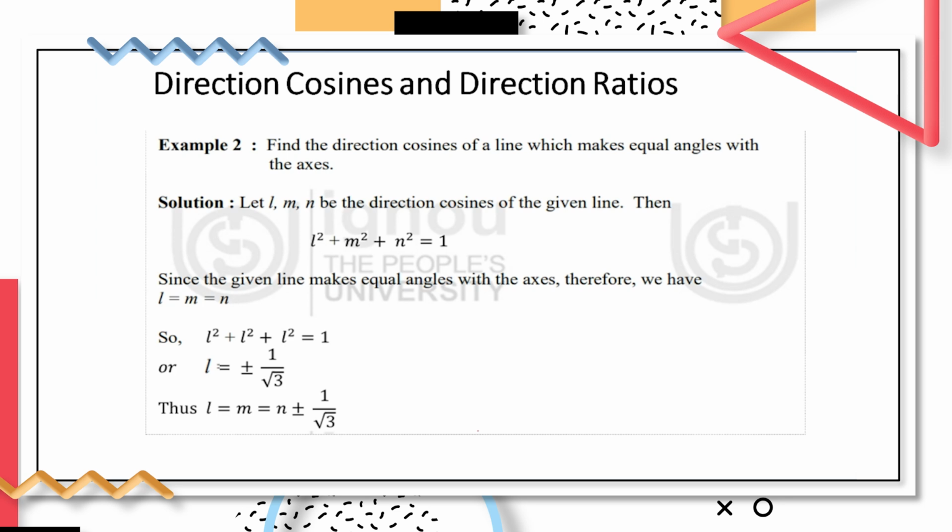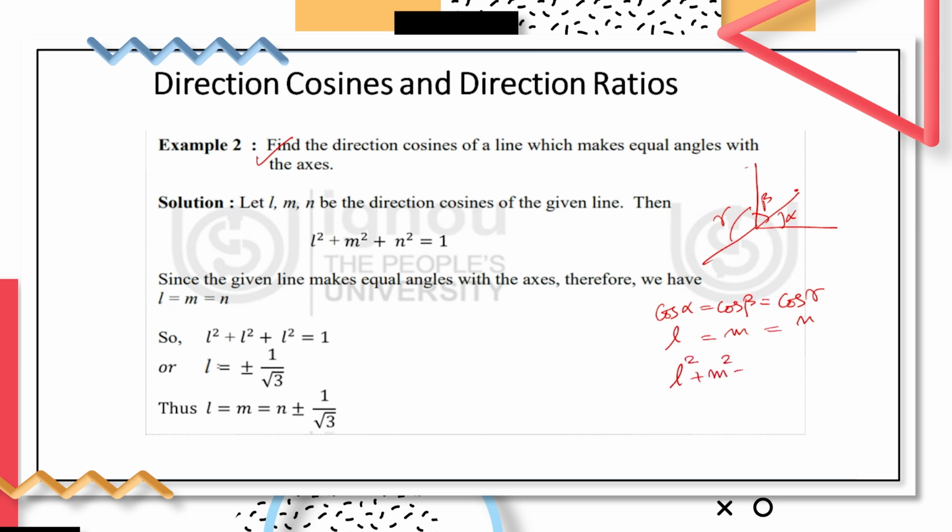Now, let us solve one numerical. Over here, we are required to find the direction cosines of the line which makes equal angles with the axes. So, that means all angles made by this line, alpha, beta and gamma, are the same. Since cos alpha is equal to cos beta is equal to cos gamma, and this is L, this is M and this is N, and since all are equal, you can always write them all as L.